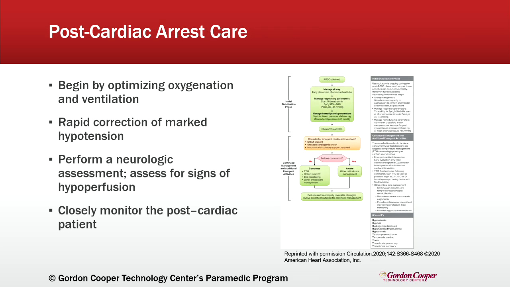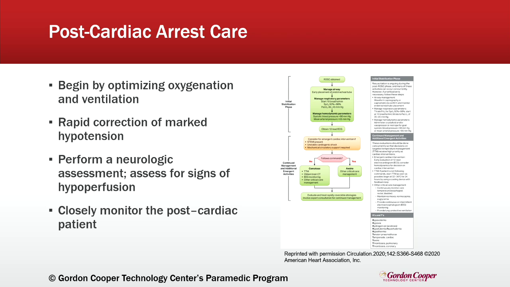Now, post-cardiac arrest care. The goal here is to optimize cardiopulmonary function and ensure vital organ perfusion. That sets the stage for better recovery outcomes. Start by achieving and maintaining an SpO2 of 92% to 98%. Be cautious to avoid hyperventilating them. It can lead to decreased cardiac output and worsen outcomes.